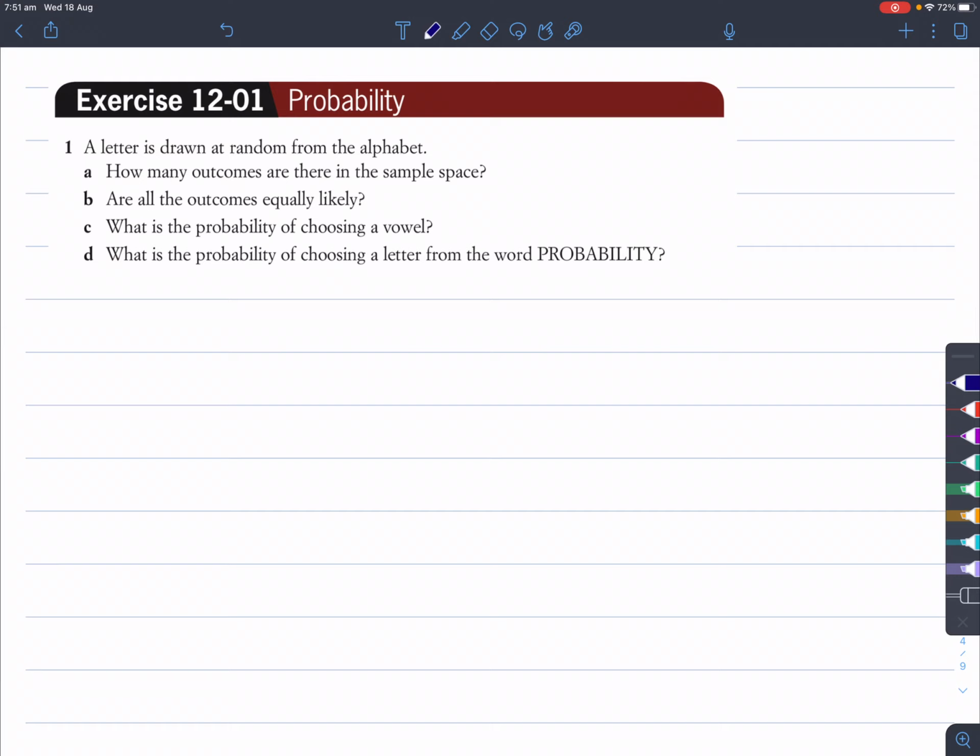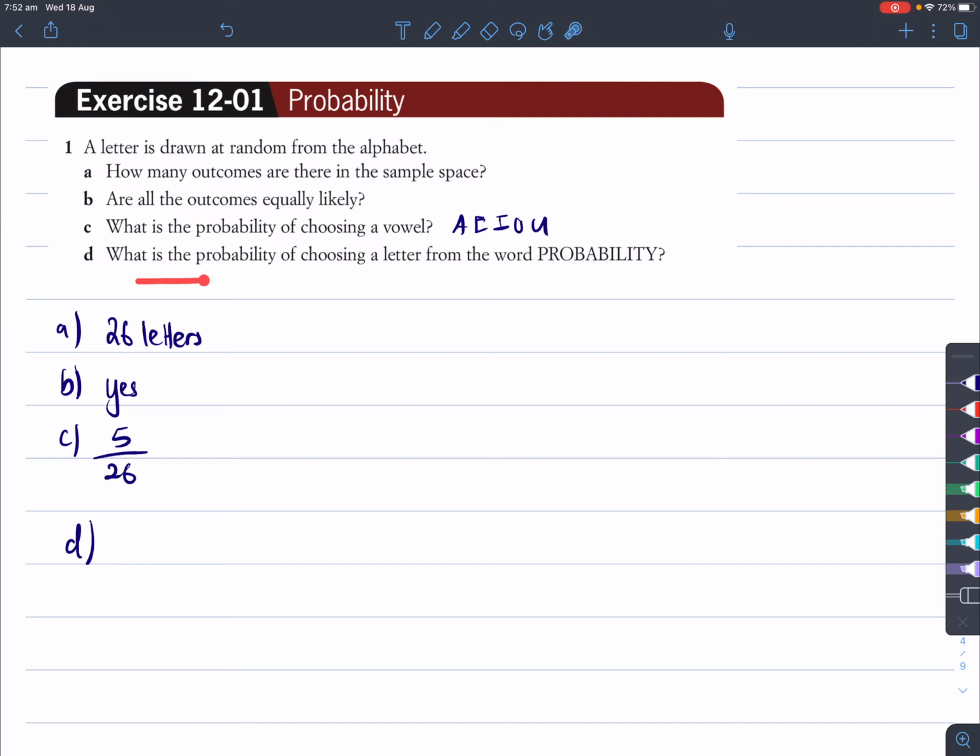Exercise 12.01. A letter is drawn at random from the alphabet. How many outcomes are there in the sample space? Well, in the alphabet, there are 26 letters. So we're going to say 26 letters. Are all the outcomes equally likely? Yes, they are, because each letter only happens once in the alphabet. And what is the probability of choosing a vowel, which is A, E, I, O, U? There are 5 letters out of 26, okay, for the vowels.